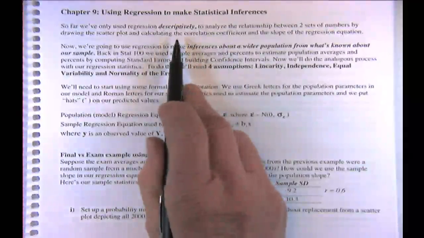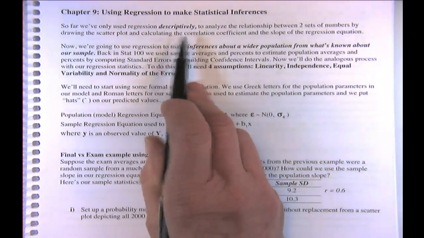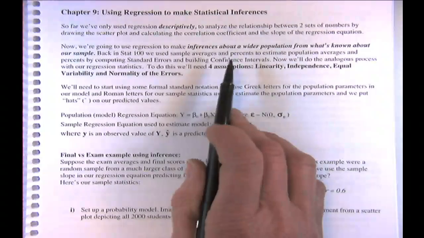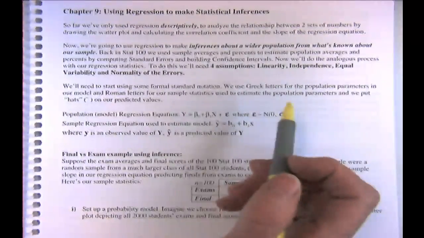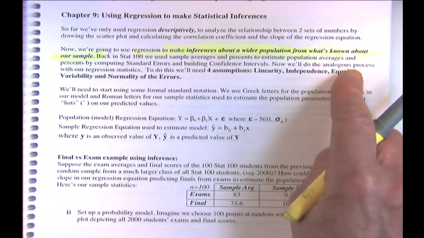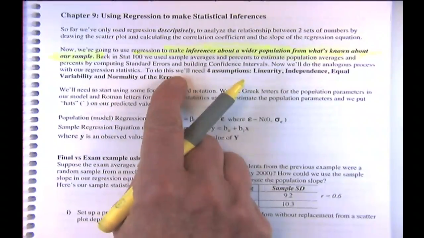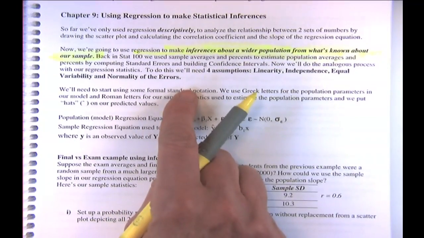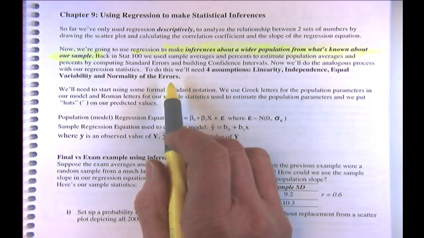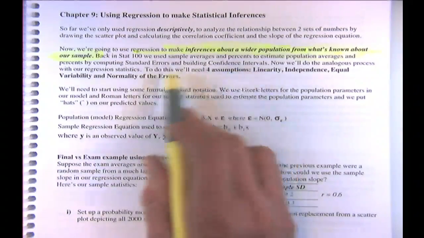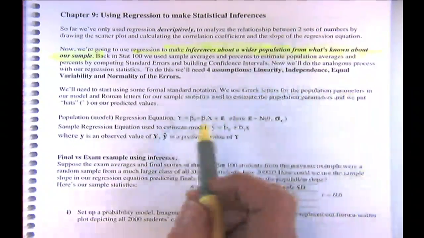Okay, so far we've only used regression descriptively, right? That's all we've done. Now what are we going to do? We want to use regression to make inferences about a wider population from what's known from our sample. And just like we did with estimates of the mean, we want to build standard errors, build confidence intervals, and do hypothesis tests, everything.